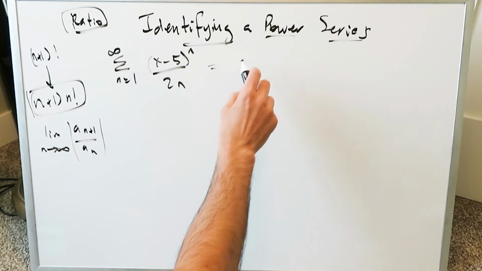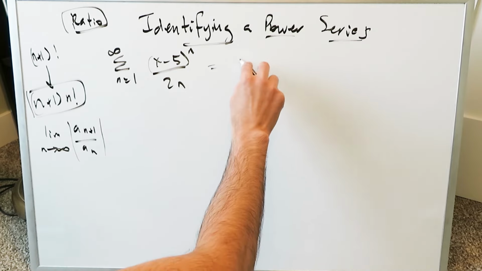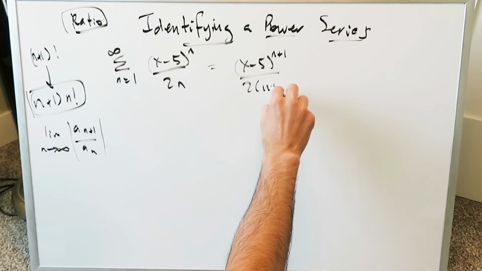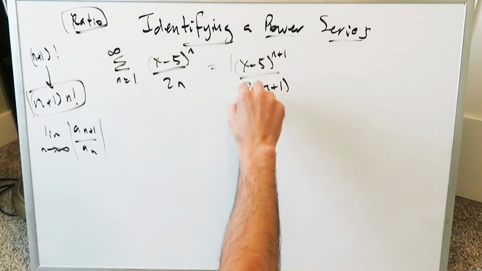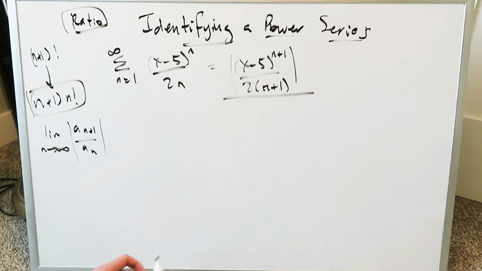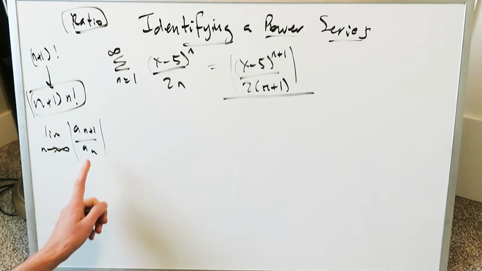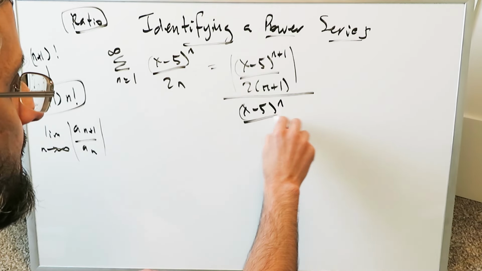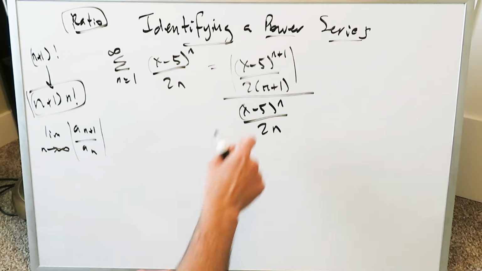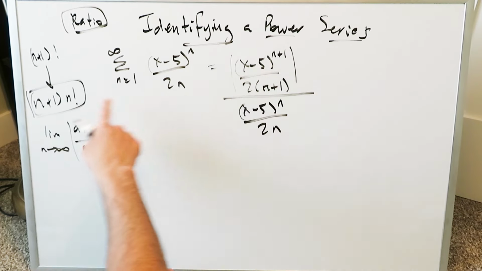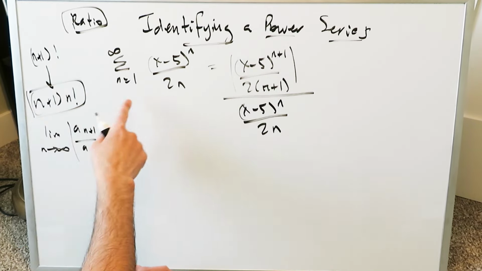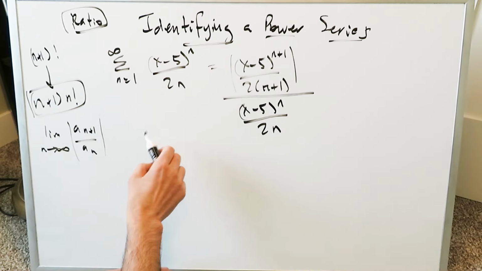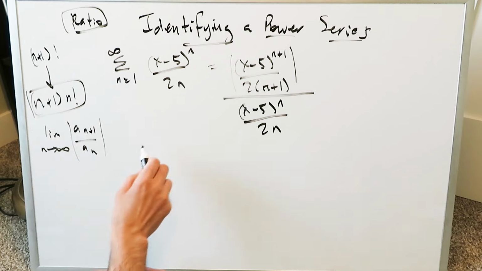What is your a n plus 1 term in all instances? It would be x minus 5 to the power of n plus 1 divided by 2 times n plus 1. That represents my numerator expression. What's my denominator expression? Look at everything here with regards to the a n, which is exactly what you have, x minus 5 to the power of n divided by 2n. Open this up right over here. You won't see a factorial come into this equation, but this is something you should keep in the back of your mind because these types of questions involve a lot of factorials.